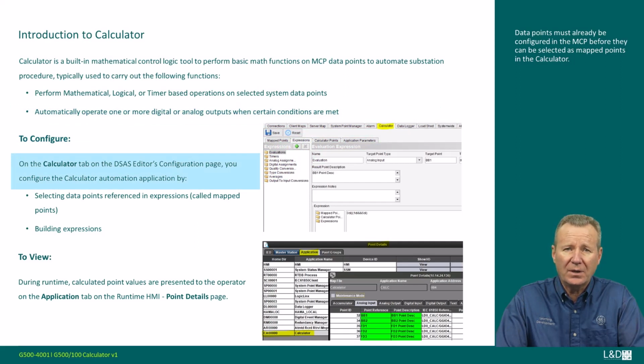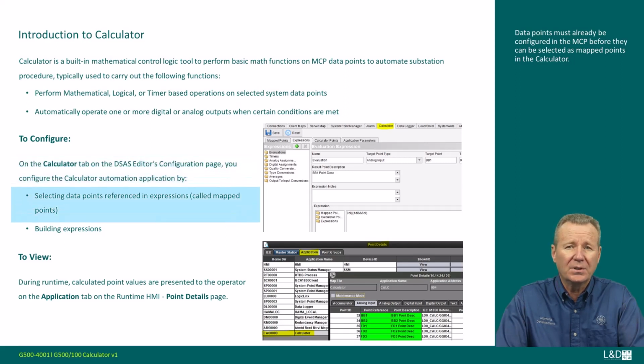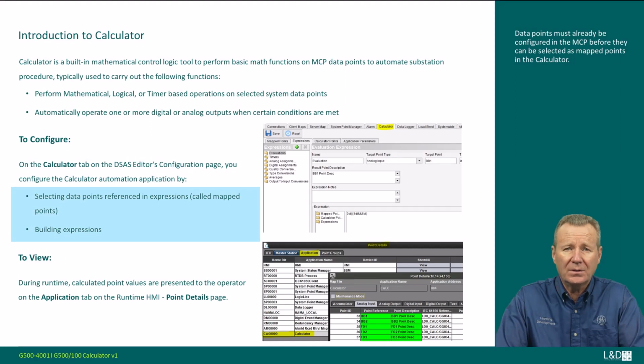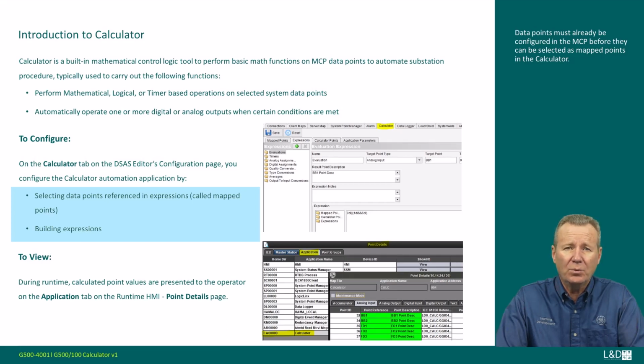You configure the Calculator automation application to select data points referenced in expressions, called mapped points, and build expressions. The calculator creates new points in the MCP system point database based on the results of the configured expressions. Once you've defined calculated points, they're available for selection when creating server maps, configuring alarms, and creating additional calculator expressions. All calculator-owned points are referred to in the expressions by a configurable alias name.